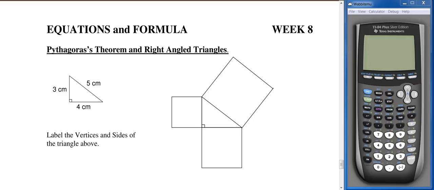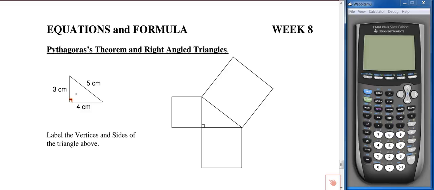Okay, it's page 7 now of this lecture in week 8, equations and formula. We're still looking at formula. We're looking at Pythagoras' theorem, and that's written as a formula, and you've probably heard of it. It's c squared equals a squared plus b squared. It refers to right-angled triangles, so triangles that have a 90-degree angle in them.